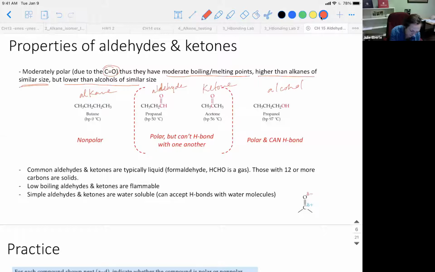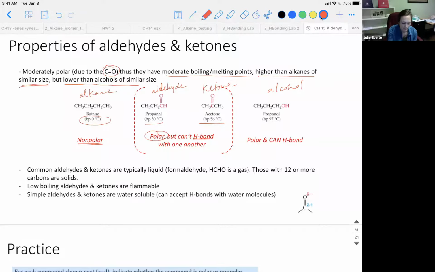And look at their, well, I don't have their molecular weights, but they all have very similar molecular weights. If you counted up the carbons and hydrogens and oxygen, we have the same numbers of everything, or very close. The alkane has the lowest boiling point because it is entirely non-polar. It's like a gas at room temperature. These are liquids at room temperature, and they boil around 50 degrees, so it's quite a bit higher because they're polar, but they cannot hydrogen bond with one another.